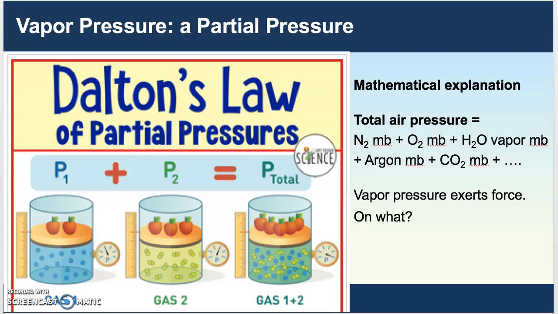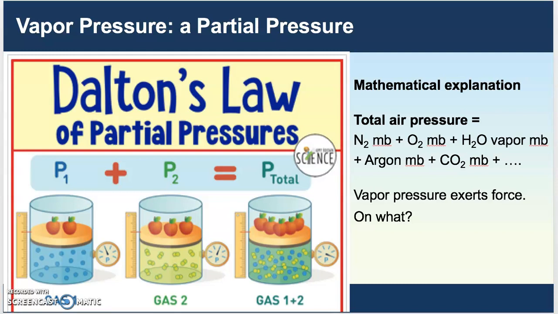But let's put some math to it, because whenever we observe things, we put math to it, and that becomes what we call a scientific law. And here's the scientific law that talks about vapor pressure as a partial pressure. It's called Dalton's Law of partial pressures. And what it says is that the totality of all air pressure equals the pressure of nitrogen plus the pressure of oxygen plus the pressure of water vapor plus the pressure of argon plus the pressure of carbon dioxide plus the pressure of any other molecule that is in our air.